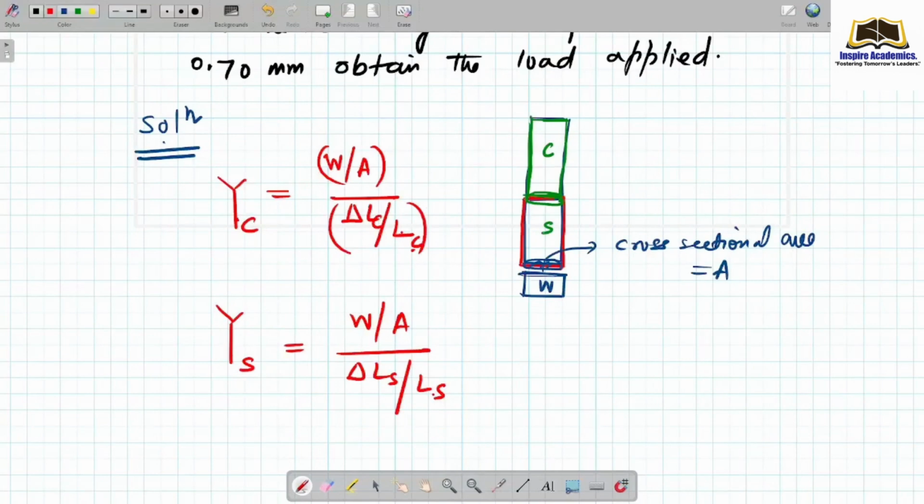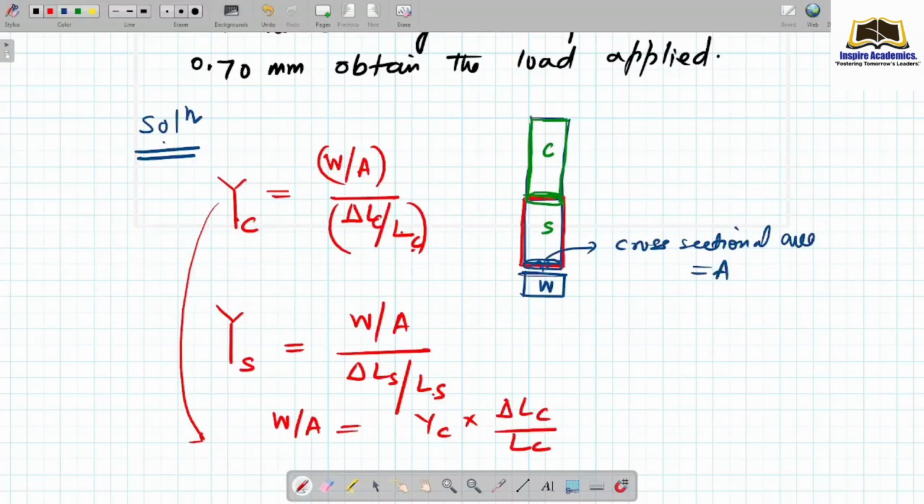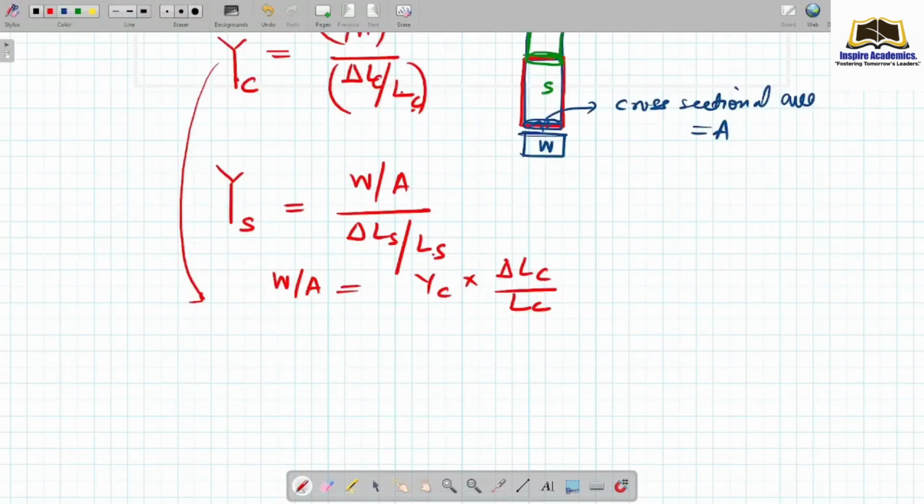Making some sense or not? If you see, इस रिलेशन से मेरा W upon A क्या आ जाएगा? It will be YC times delta LC upon LC. और दूसरे वाले रिलेशन से क्या आएगा? YS times delta LS upon LS. Correct? Yes or no?